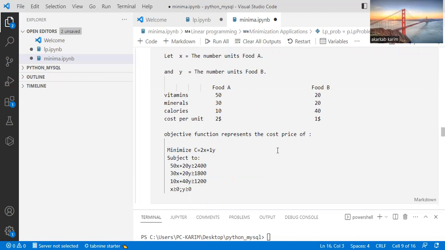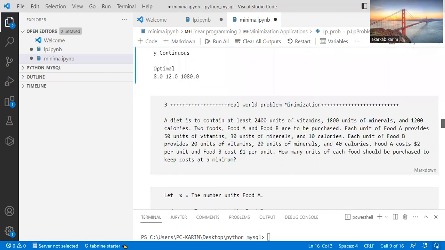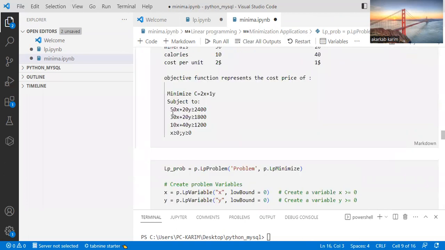Well, our objective here is to minimize the price. How much will it cost me to buy both foods? C equals 2x plus y, $2 for A and $1 for B. Well, these are the constraints we have: 50x plus 20y at least 1040 units for vitamins, 30x plus 20y at least 1800 units for minerals, and 10x plus 40y at least 1200 units for calories, and x and y shall be greater than or equal to zero, of course.